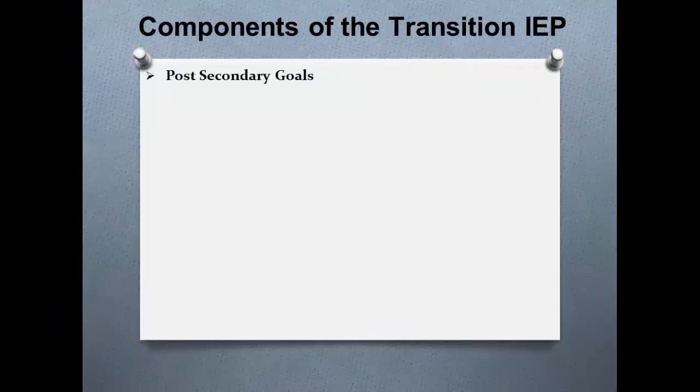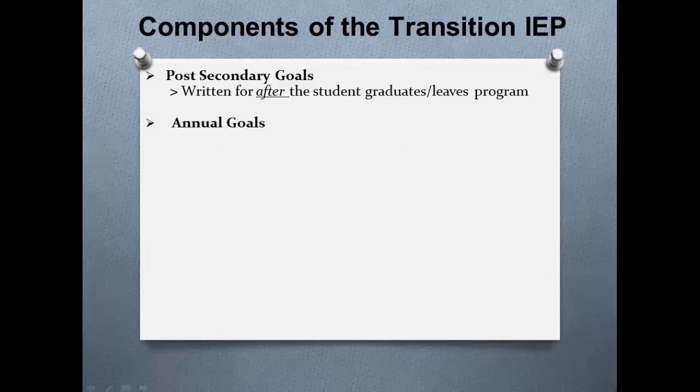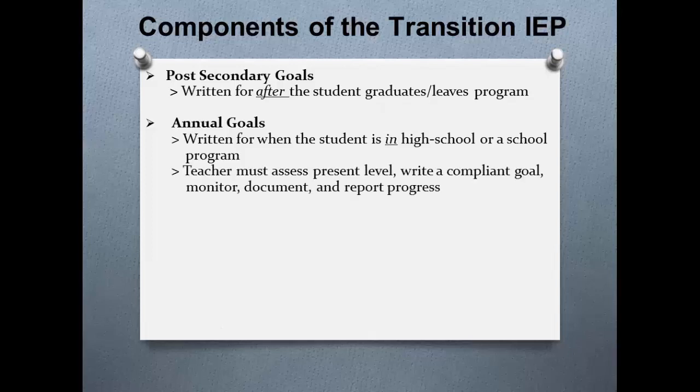First, there's post-secondary goals, which drives the IEP. These are goals that are written for after the student graduates or leaves the program. The next component we're going to talk about are annual goals. Annual goals are written for when the student is in high school or a school program. The teacher must assess the present level, write a compliant goal, monitor, document, and report progress.